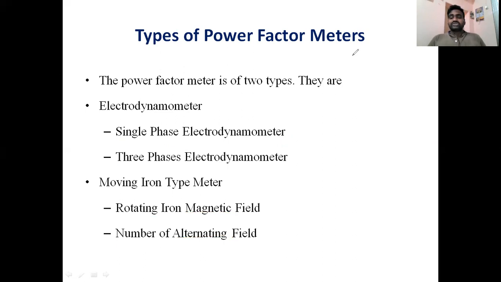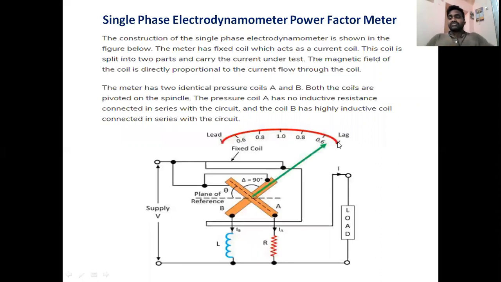If we discuss in continuous perspective here, the first classification which we are going to discuss is the single phase electrodynamometer type power factor meter.